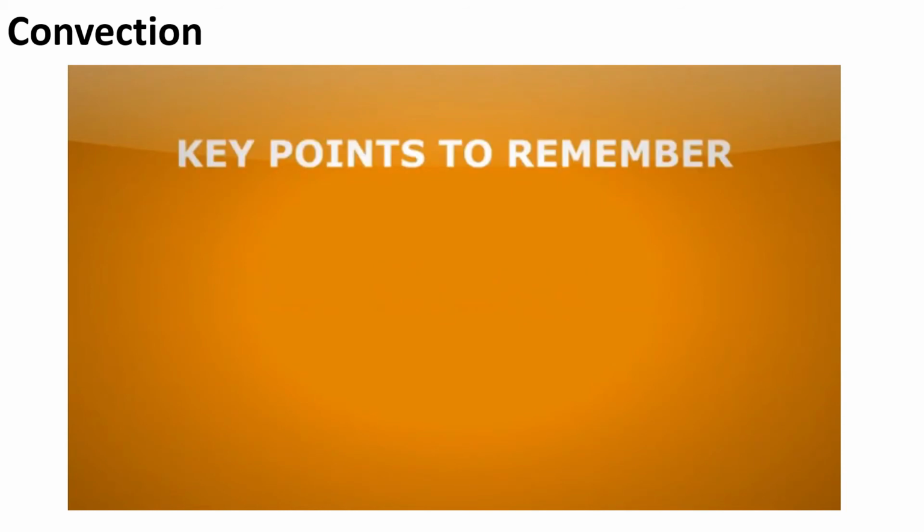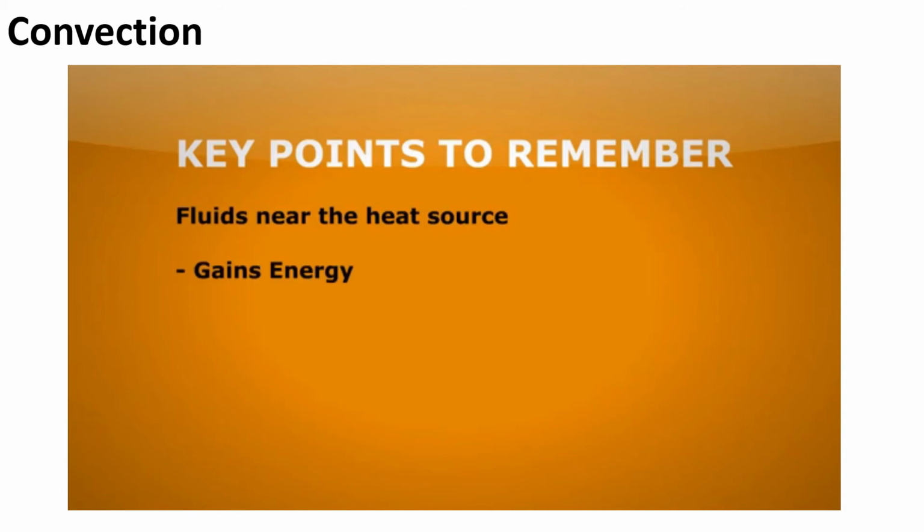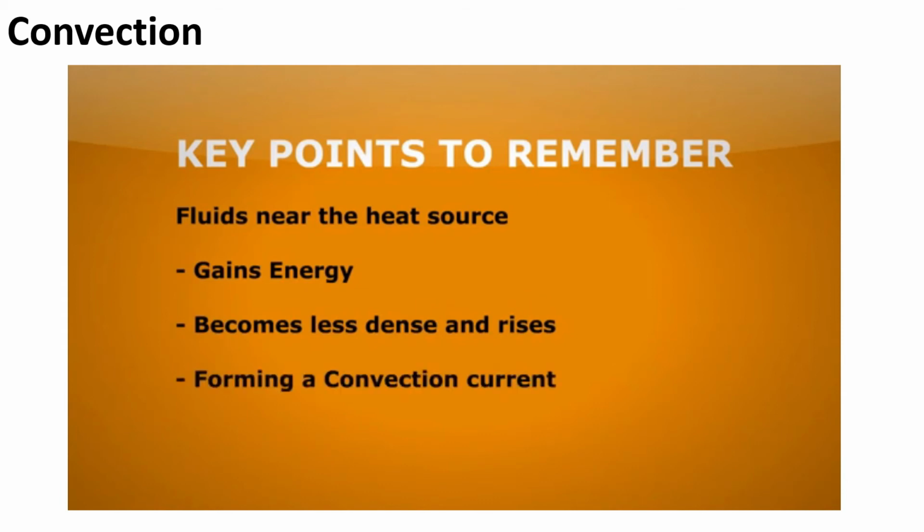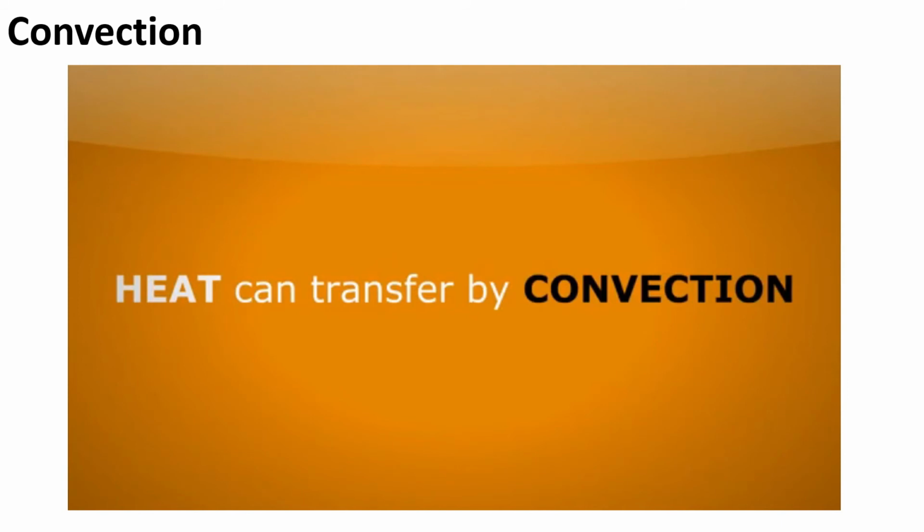So, what are the key points here? The key points are that in convection, fluid near the heat source gains energy, becomes less dense and rises, being replaced by cooler fluid, which then in turn gains energy, becomes less dense and rises, forming a convection current, which then heats the fluid completely. Heat can transfer through them.